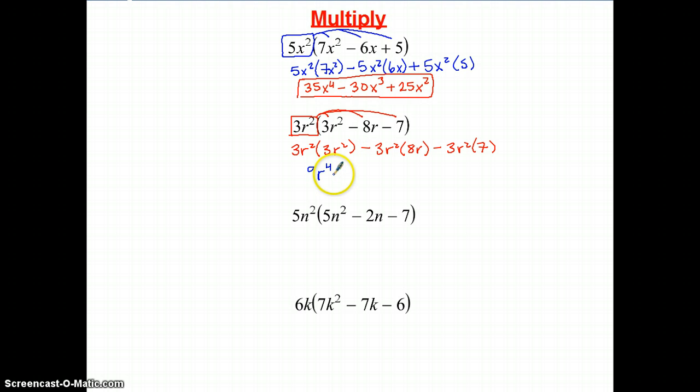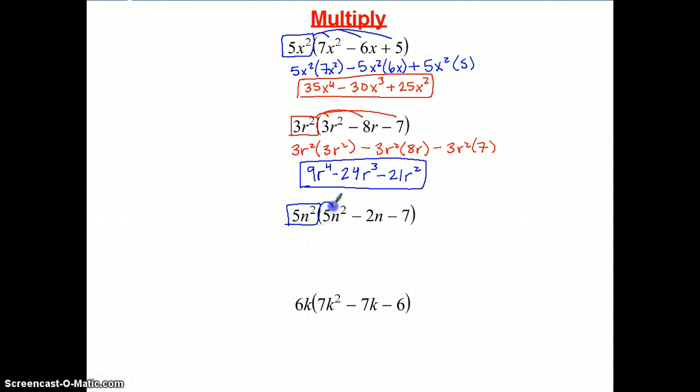Negative 3 times 8 is negative 24. R squared times r is r to the 3rd when I add the exponents. And lastly, negative 3 times 7 is negative 21, r to the 2nd. Again, we cannot simplify, so our answer stays just like this.